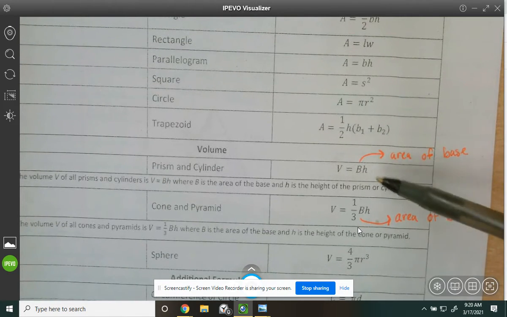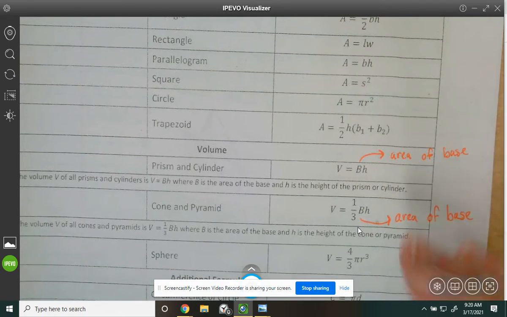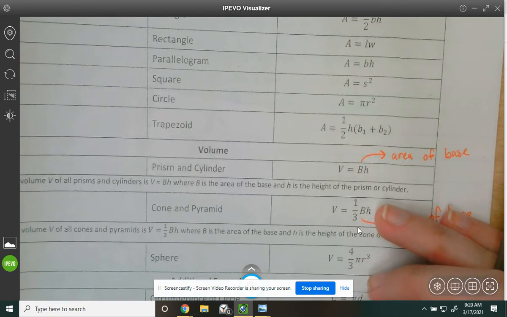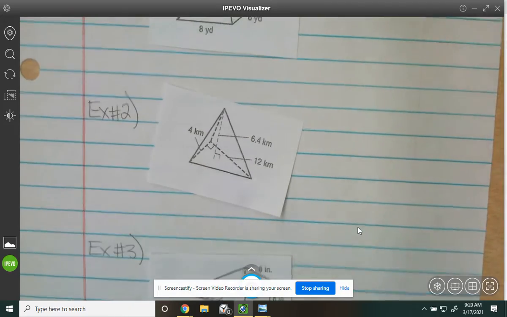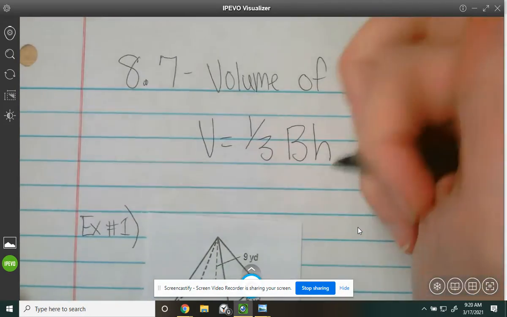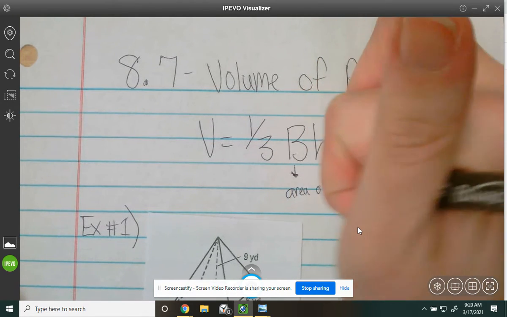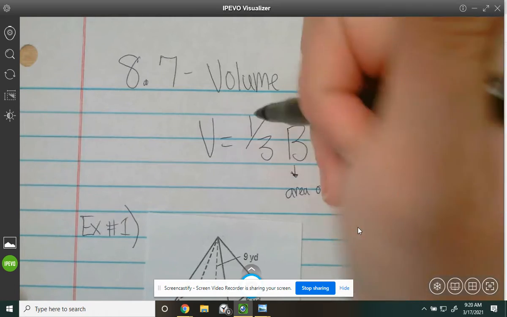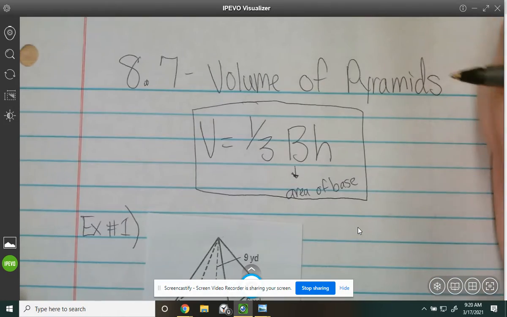So the same thing as what we did with prisms, except we have a 1/3 in front because pyramids are about 1/3 of what a full prism would be. So I've written that up here, volume equals 1/3 BH. We're going to write a reminder that big B means area of base, not base, but the area of the base.